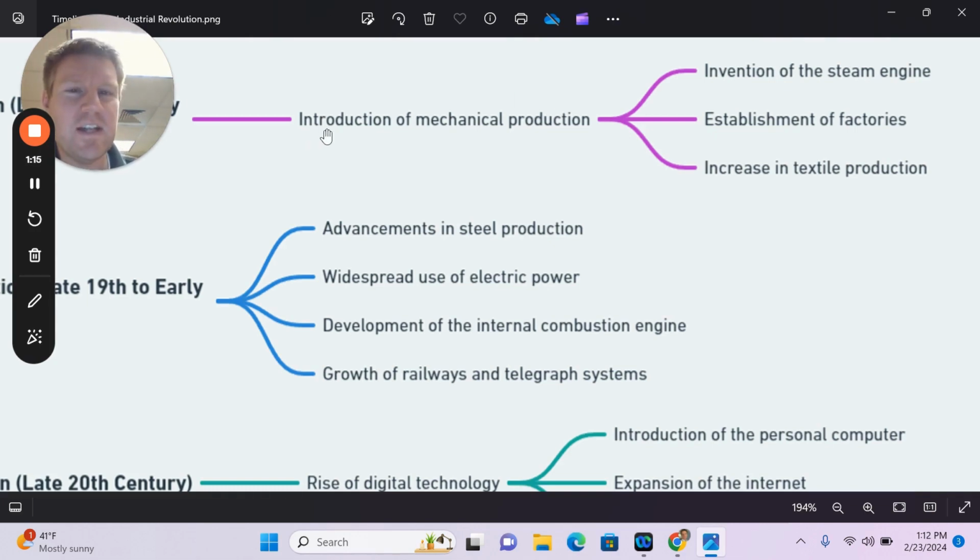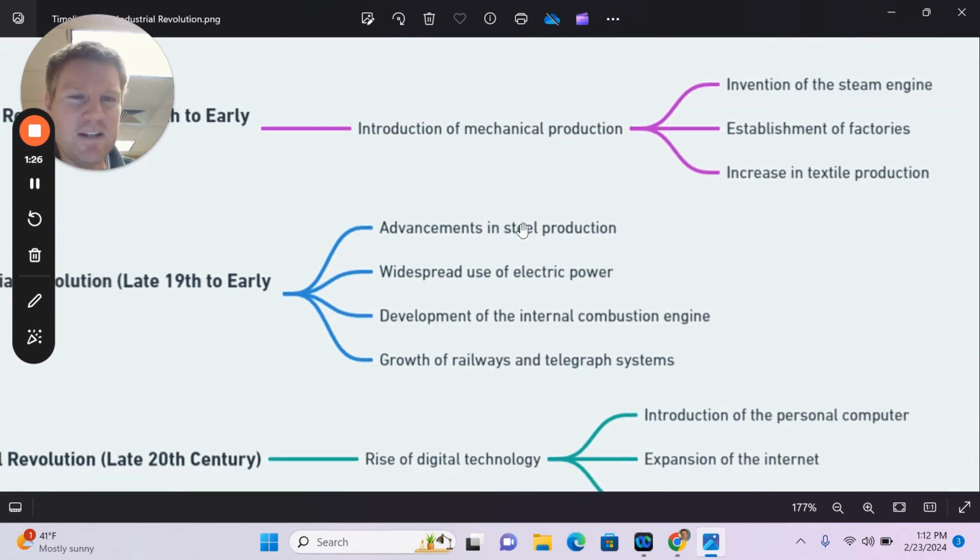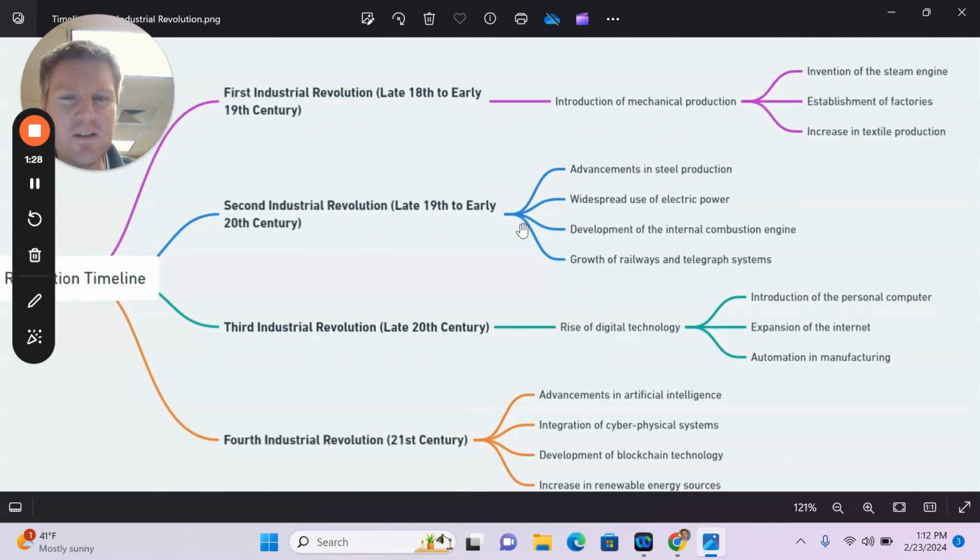The increase in textile production. So instead of making fabrics by hand and by loom, factories will be created to process the cotton and turn it into fabrics. So that's the first industrial revolution. It lasts for about 150 years.